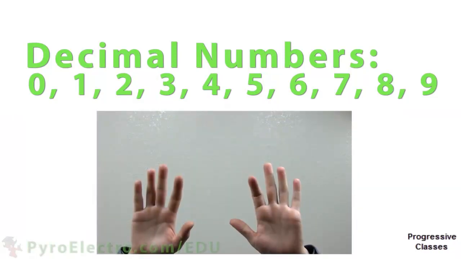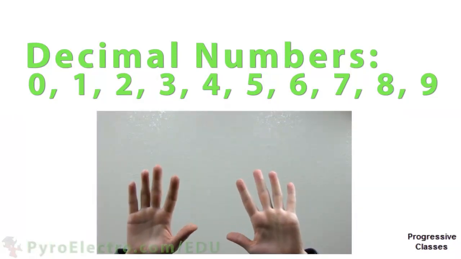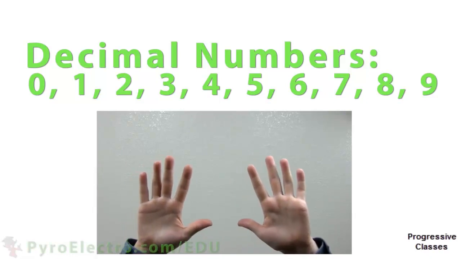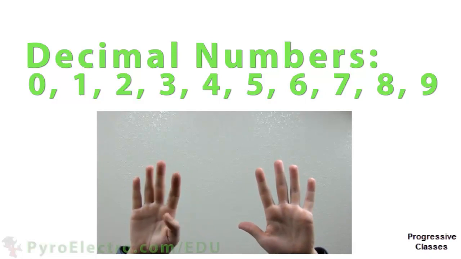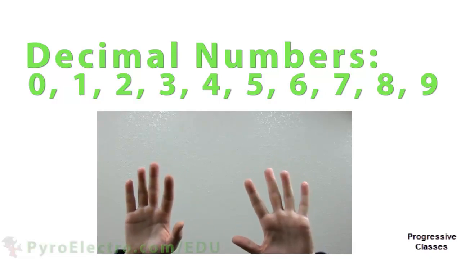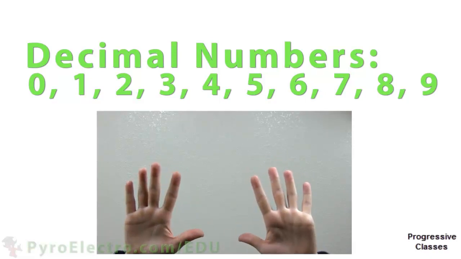The decimal number system has 10 numbers, 0, 1, 2, 3, all the way up to 9. And we call this type of system a base 10 number system. And since humans have 10 fingers, it makes perfect sense that we would prefer counting to 10.